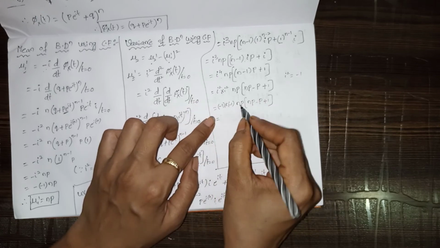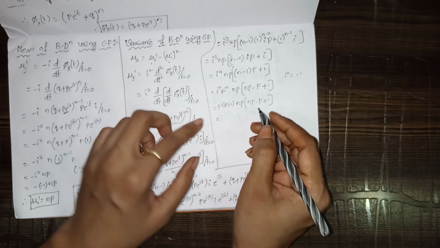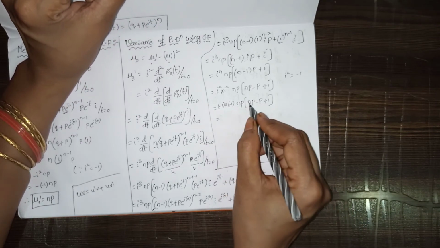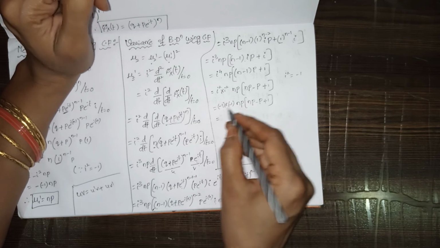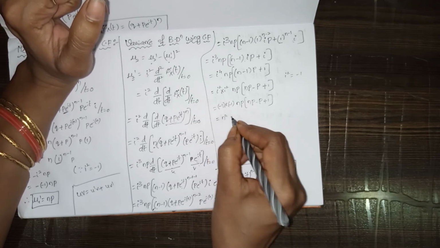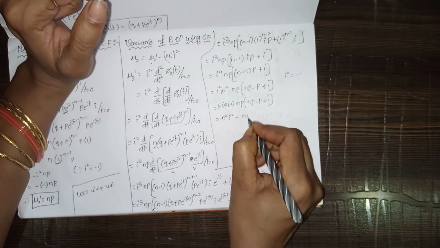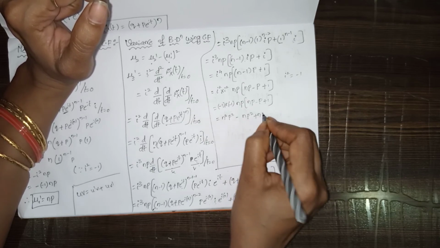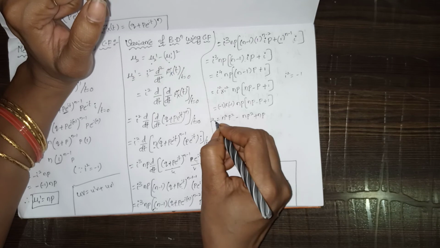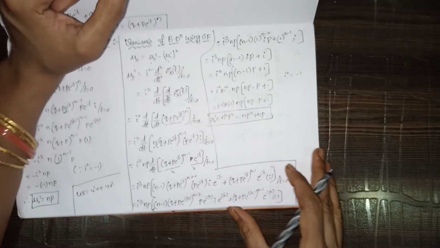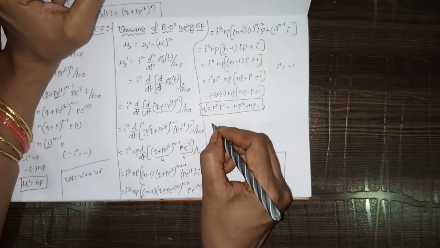So that equals np into np. How much will we get? Or else here, okay, we'll write it. n square p square minus np square plus np. So this is what? mu2 dash value. Okay, mu2 dash value. So now we have to find out the variance.